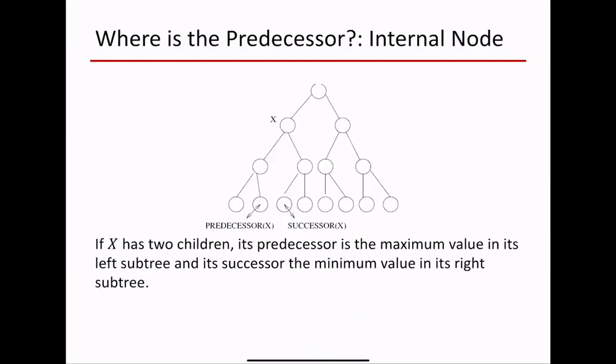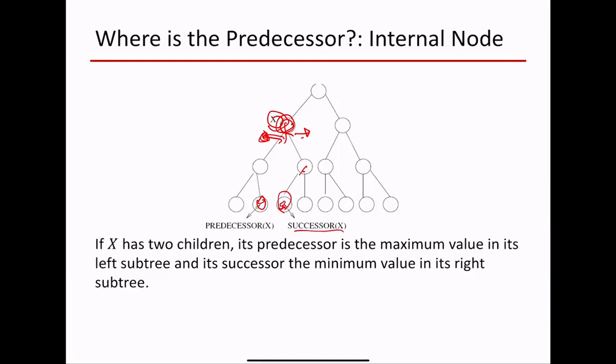So what is the predecessor? The predecessor is one value before me, right? Meaning who's the predecessor of X? It should be on the left, and among the left, the largest one. Meaning on my left, on the rightmost. So the rightmost of the left one. Who's the successor? On my right, the leftmost. So the leftmost on my right.